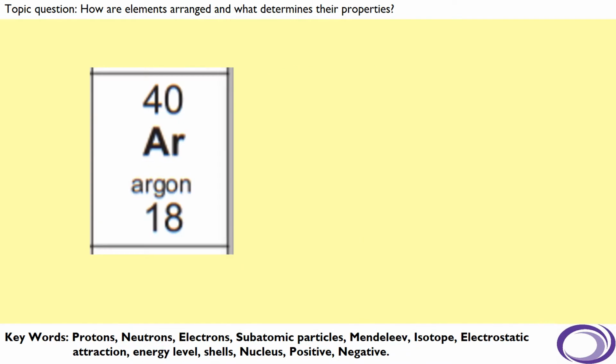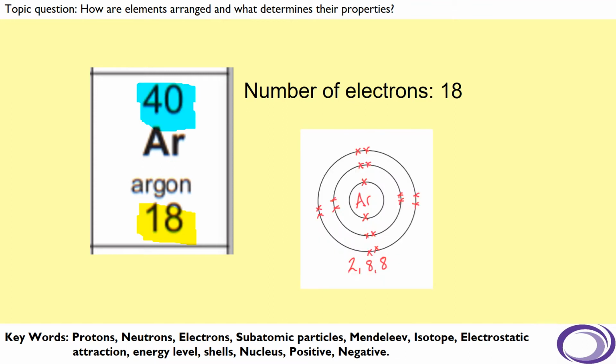So if we look at argon, argon has 18 electrons. So to arrange those, there would be 2 in the first shell, 8 in the second shell, and then 8 in the final shell. And you can see that in the shells that are drawn and in the configuration written at the bottom of that diagram.